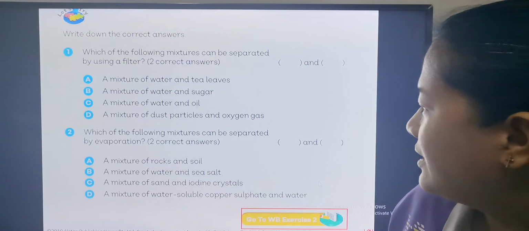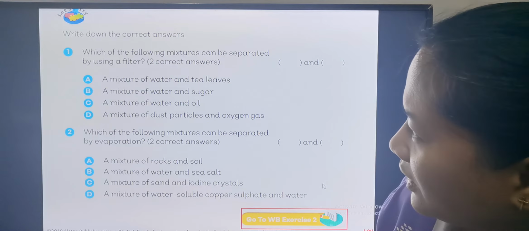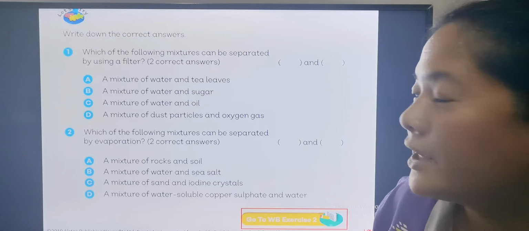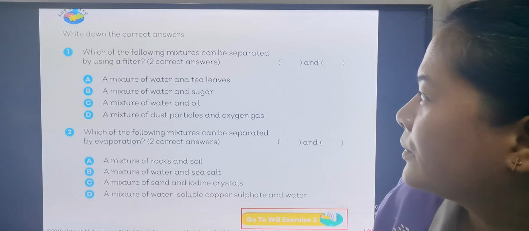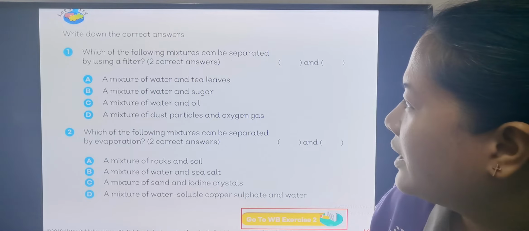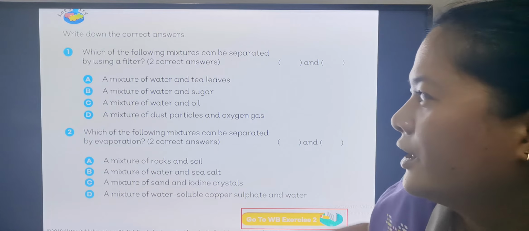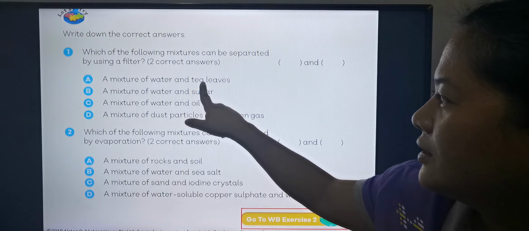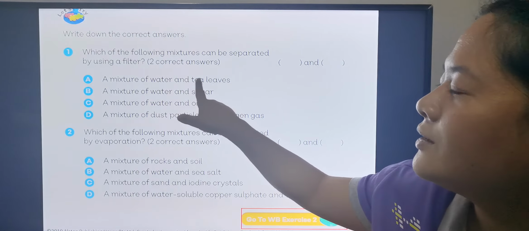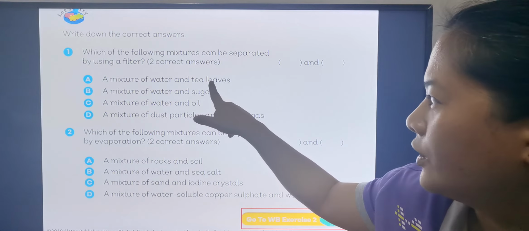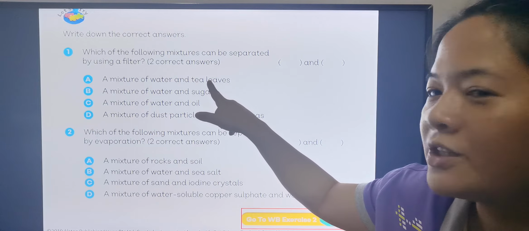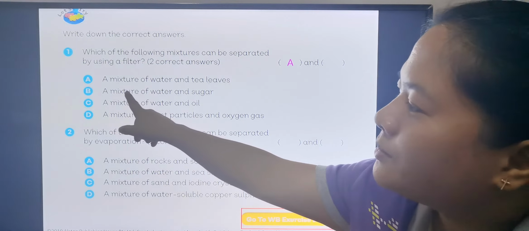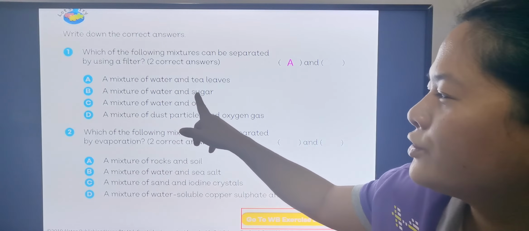So let's answer this one. Which of the following mixtures can be separated using a filter? If you can remember, which of the following mixtures can be separated using a filter? A, a mixture of water and tea leaves. Yes, water and tea leaves. This is a liquid and a solid that does not dissolve. This is insoluble. So letter A is correct, right? Letter B, a mixture of water and sugar.